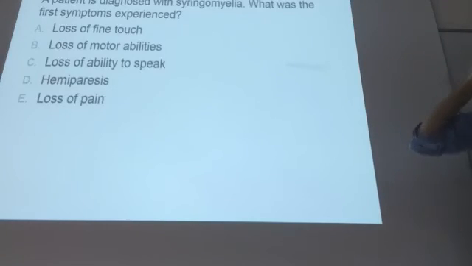Loss of ability to speak? MCA. Left MCA. Hemiparesis? Hemiparesis is paralysis on one side, so that could be so many different things. But syringomyelia is going to start out as loss of pain and temperature, and then it's going to expand and affect everything. But first thing, loss of pain and temperature.